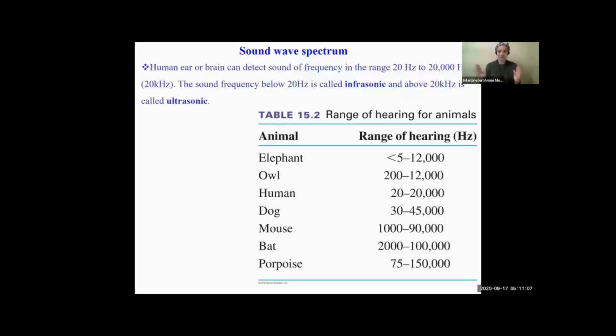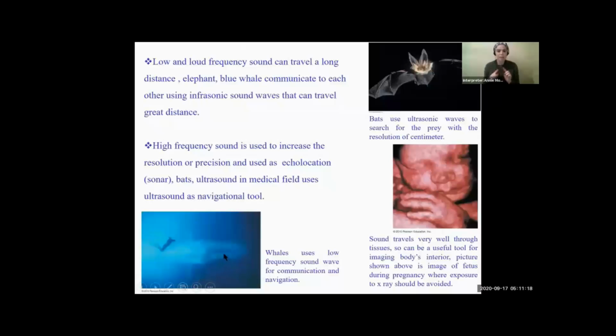Our spectrum. But different animals have different capacity, as you can see here. You can see the elephant, and the blue whale. Whales can detect well below 5 hertz, very low frequency. They communicate with very powerful, very low frequency sound. That's how they communicate, and it can travel tens of kilometers, sometimes hundreds of kilometers, through water.